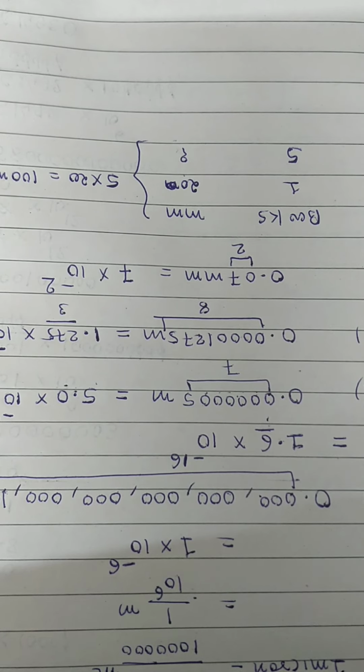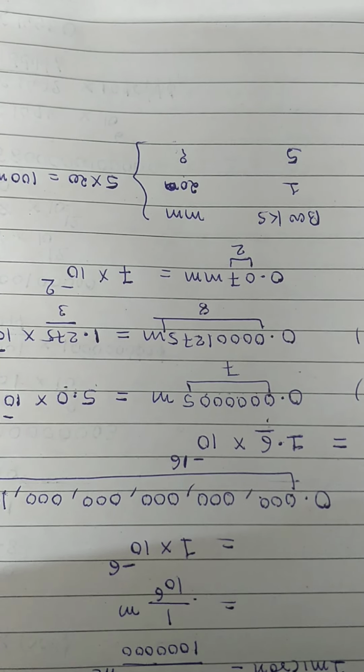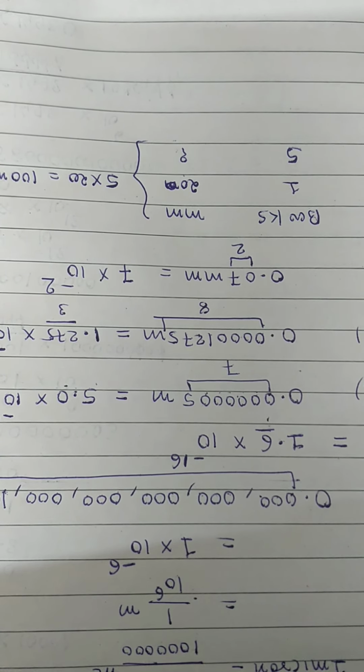And there are 5 paper sheets. There are 5 paper sheets, each of thickness 0.016 millimeter is given.